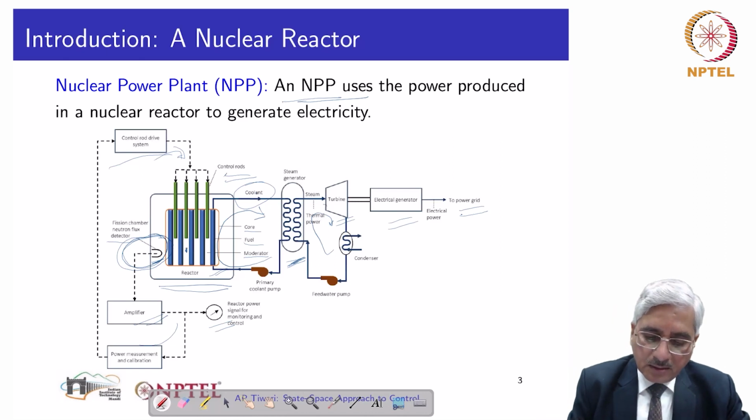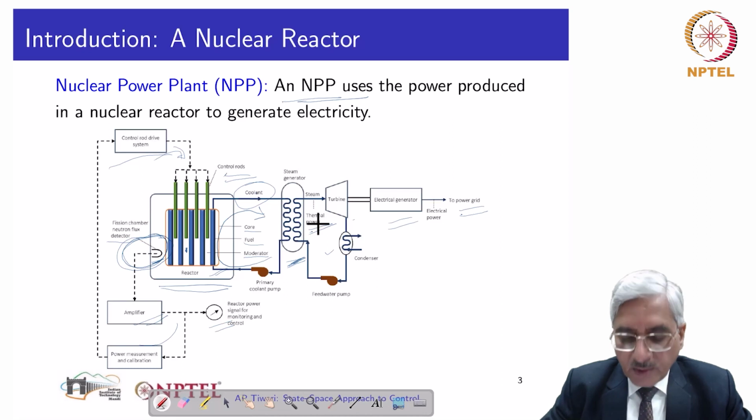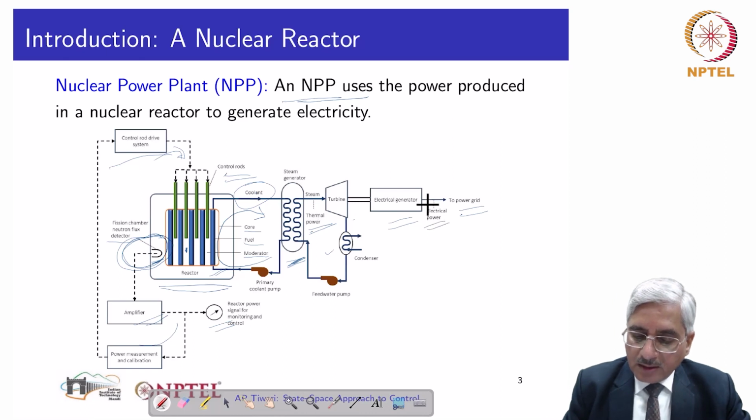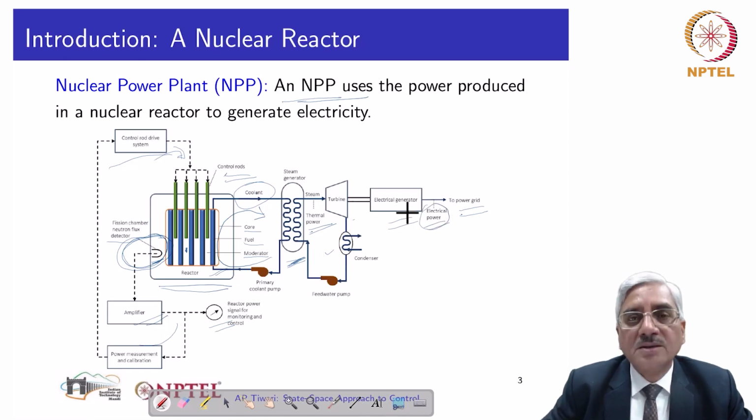Besides that, thermal power is measured. The reactor thermal power is measured in some manner by measuring the steam flow and enthalpy or temperatures, etc. And electrical power is another quantity which is available for measurement. So many such instrumentation are useful for reactor operation.